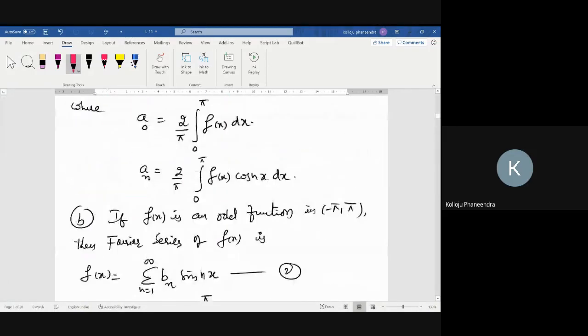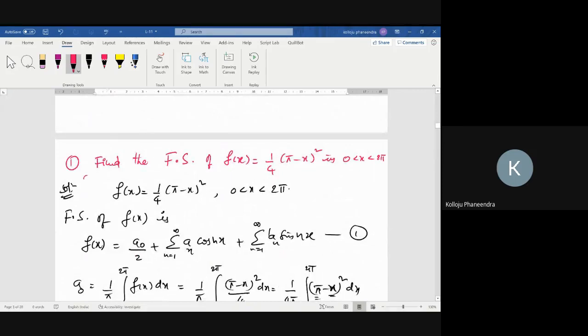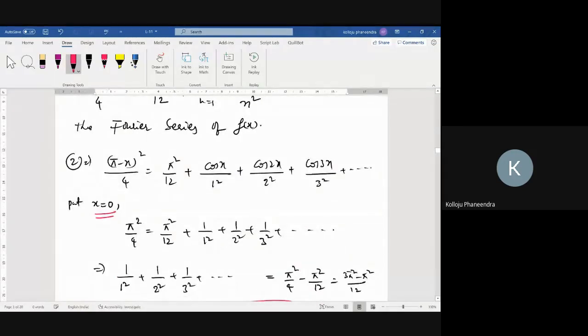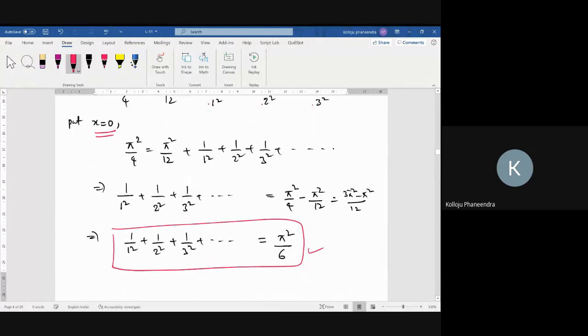In the question, for example, if it is added: also deduce the value of 1 by 1 square plus 1 by 2 square plus 1 by 3 square and so on. If the question is like this, after getting the total series expansion, put a suitable substitution for x. Because I need 1 by 1 square, 1 by 2 square, 1 by 3 square, the suitable substitution for x is 0. From that, I got the value of 1 by 1 square plus 1 by 2 square plus 1 by 3 square as pi square by 6. Okay, this is one problem. Any doubts in the first problem?